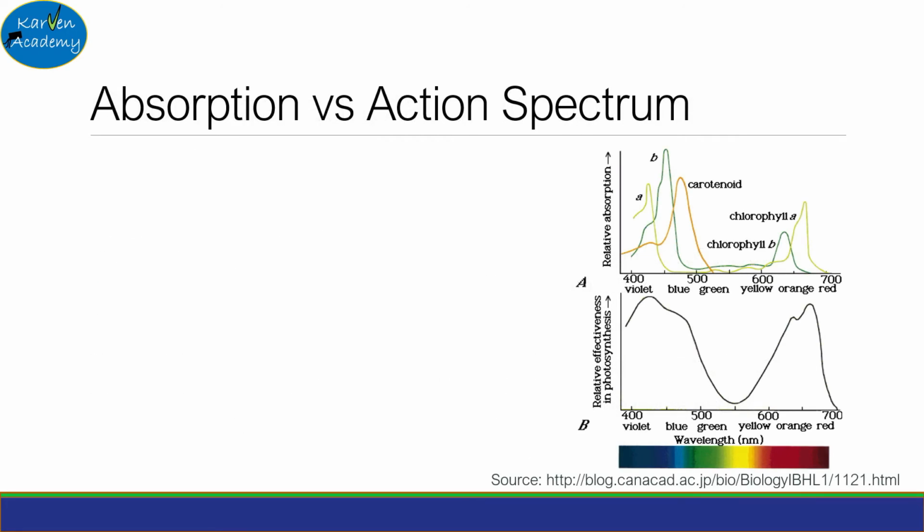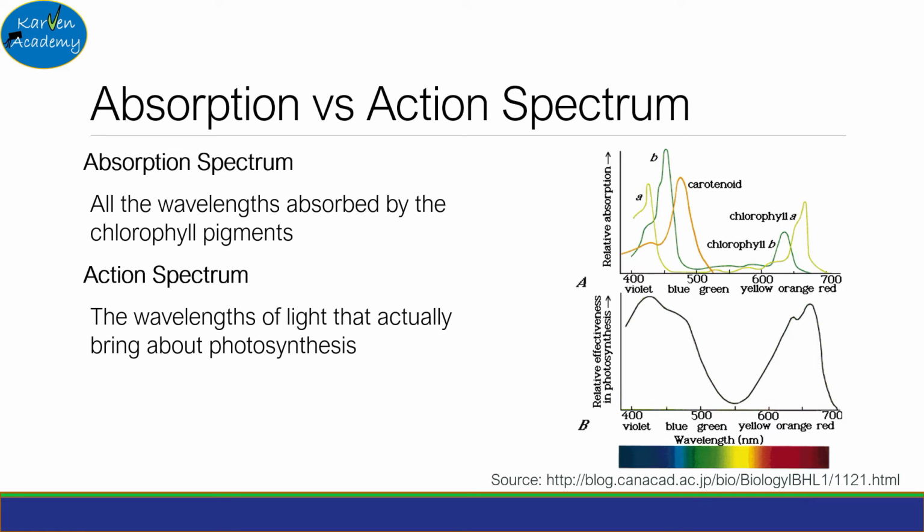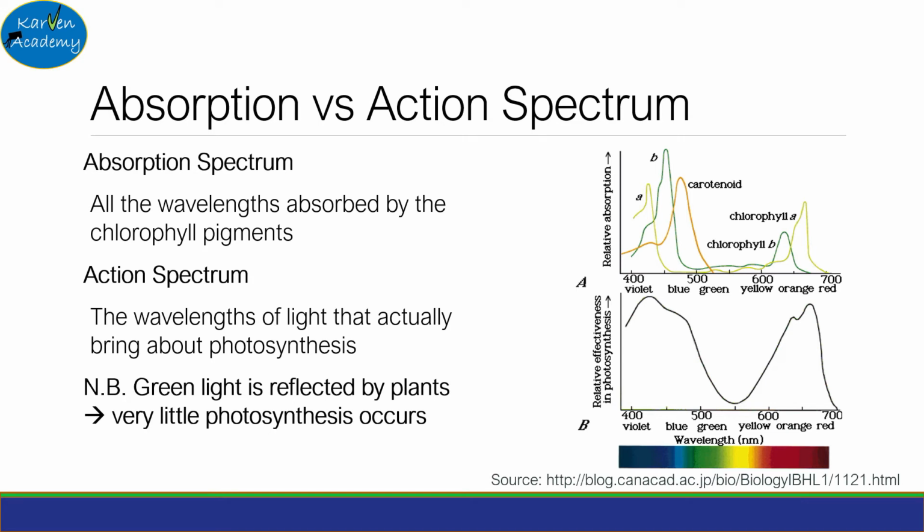There are two terms you should be familiar with at A level, and these are the absorption and action spectrum. The absorption spectrum is defined as all the wavelengths absorbed by the chlorophyll pigments, and the action spectrum is defined as the wavelengths of light that actually cause photosynthesis to occur. A point to note is that plants don't absorb green light. This is reflected, and hence why plants appear green to our eyes. So providing green light to plants reduces the rate of photosynthesis significantly.